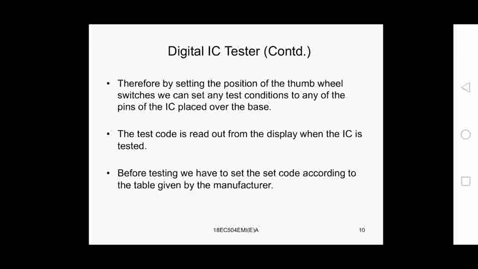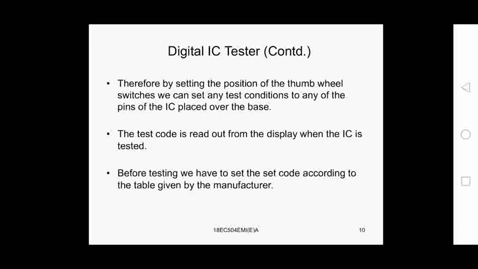This is the important step, that is the thumb wheel switch position as per the manufacturer test code. By setting the position of these thumb wheel switches, we can set any type of test condition to any of the pins of the IC placed over the base. So this point is very much important.